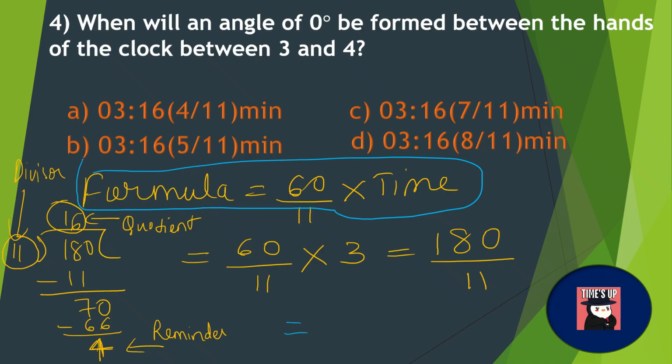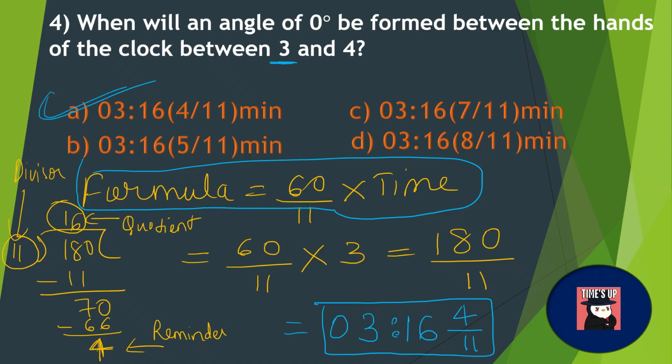So here, the first time you need to take as hour, 3 hour. Minutes, how will you write? See, whatever quotient is there, that you will write here. 16 is the quotient. Then remainder divided by divisor you will write in this way. That's it. This is your answer. 3 hour 16 4 by 11 minutes. Option A is the correct one.